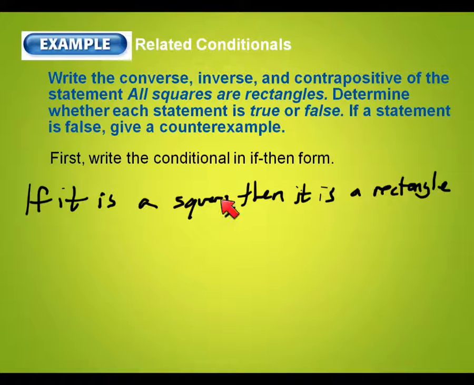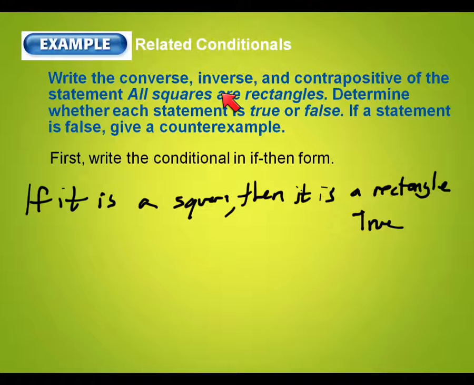So, this is the conditional, is it true or false? If it is a square, then it's a rectangle. Well, think what's the difference between a square and a rectangle? Right. For a square, all four sides are the same. For a rectangle, opposite sides are the same. Well, opposite sides are the same in a square, right? So if it's a square, it's also a rectangle. It just happens to be all four sides are the same, right? So that would be true.